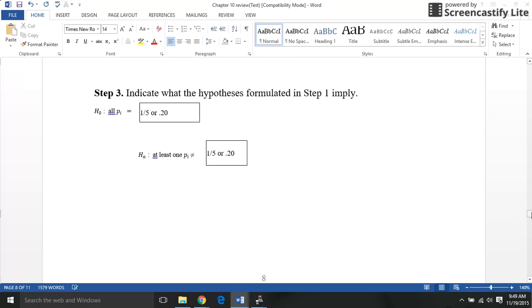Below, we'll see it wants to know what the hypothesis could be. Well, you can say all the proportions equal 1 over 5, because that's 1 day over all 5 days, or 0.20 if you divide 1 by 5. And the alternative, you're going to put in the exact same value: at least one of the proportions is not equal to 1 over 5 or 0.20.